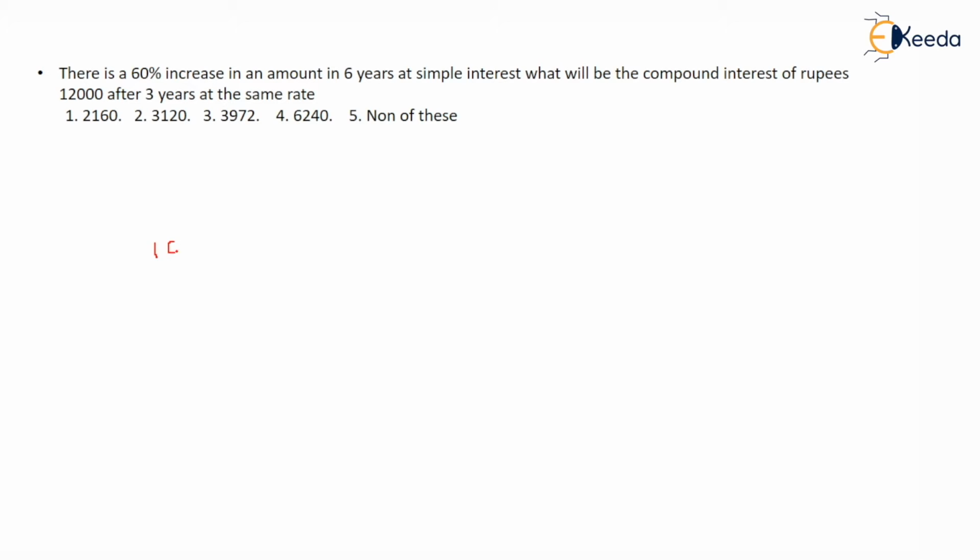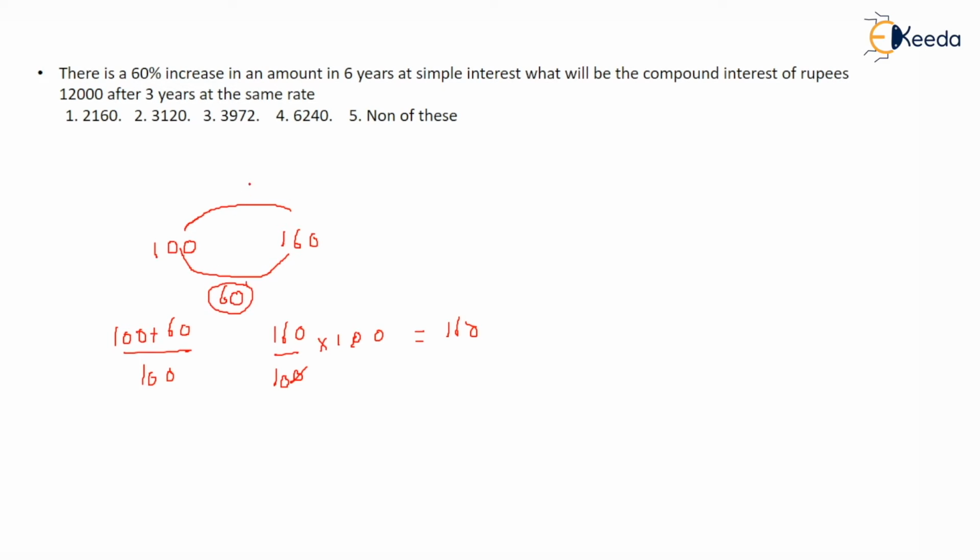So suppose a person was having 100 rupees, there is a 60% increase. What that means: 100 you always have, 60 he has to add. So you have to find 160% of the given number. Percent means simply divide by 100. What you get? You get 160. So in 6 years, this principal of 100 rupees becomes 160. Okay. So how much is the increase? There is an increase of 60, and in 6 years.